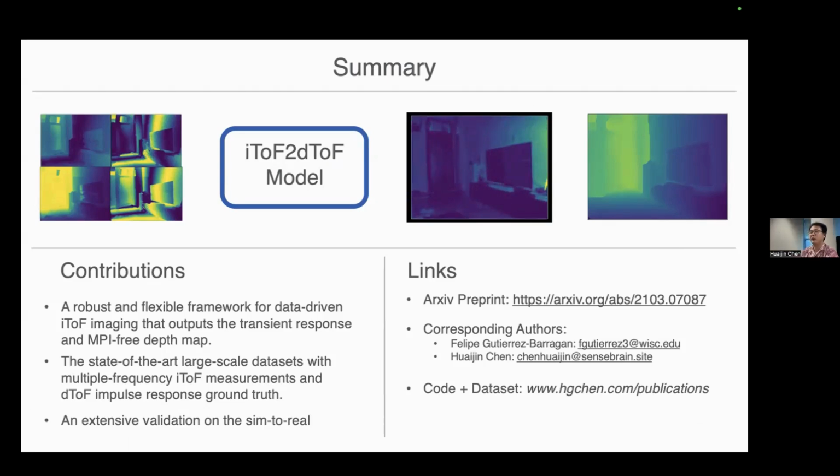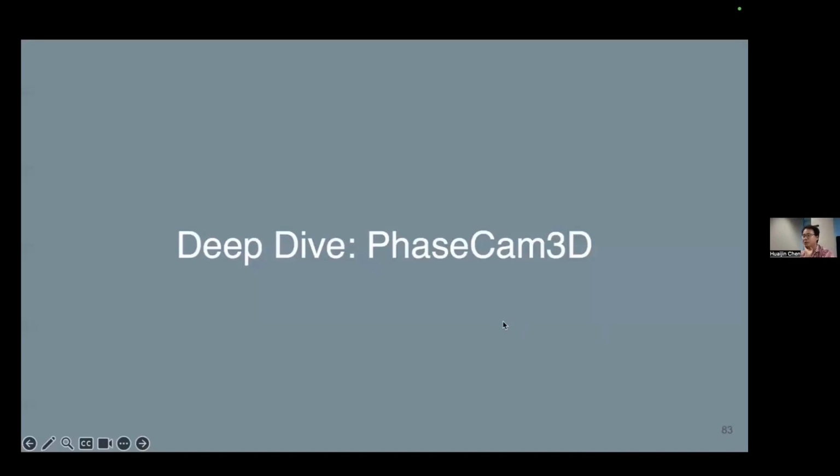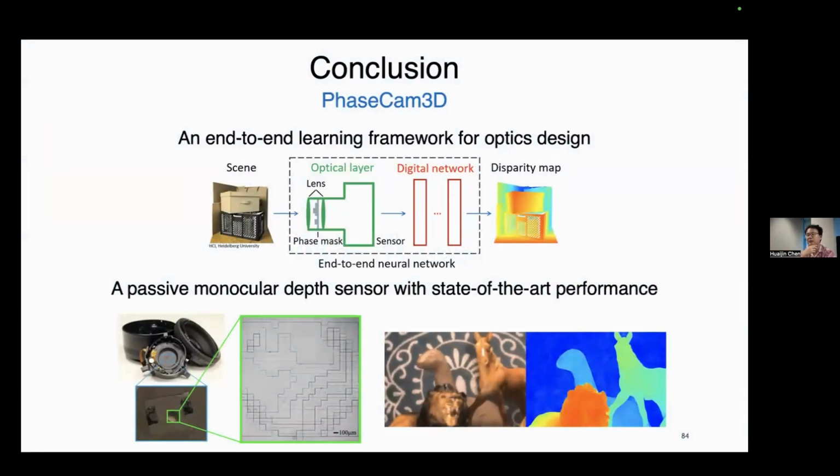Okay. If not, we will have a deep dive into a second work I would like to present today, which is so-called FaceCam 3D. So at a high level, there are two key novelties from this work. One is that we proposed an end-to-end AI learning framework for optics design. So the AI learning framework will be able to design both your optics and the digital reconstruction network to give you an end-to-end optical system that is optimized for depth estimation, right?